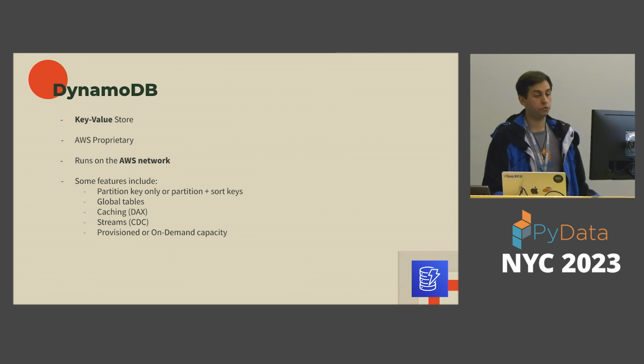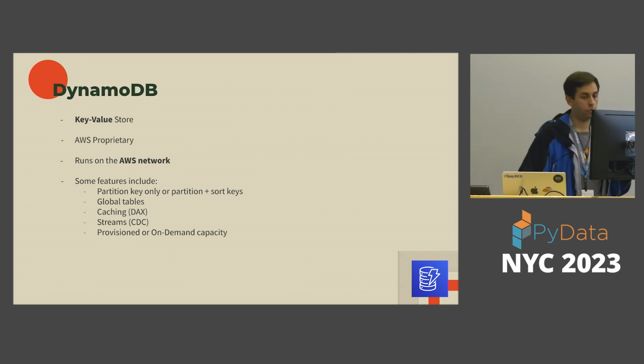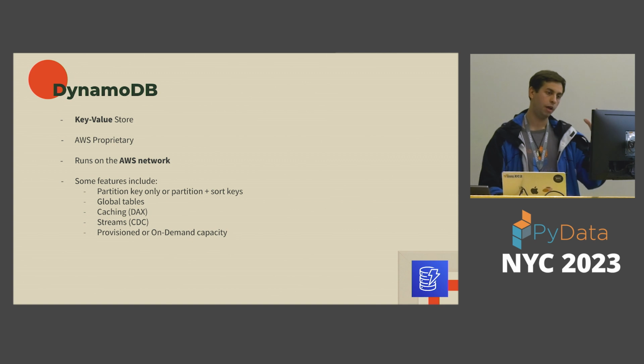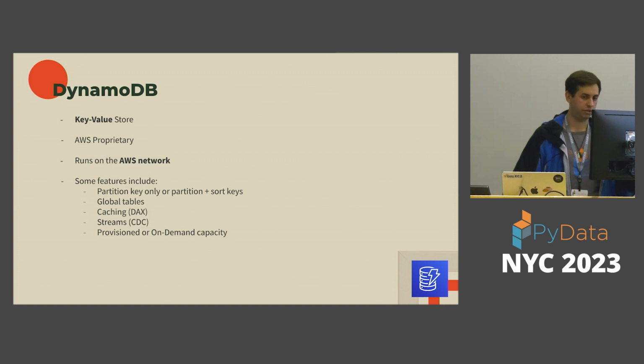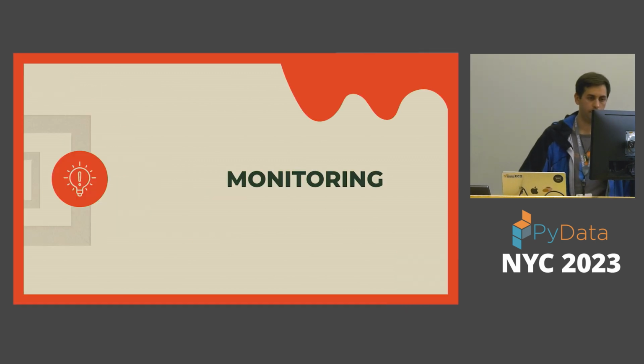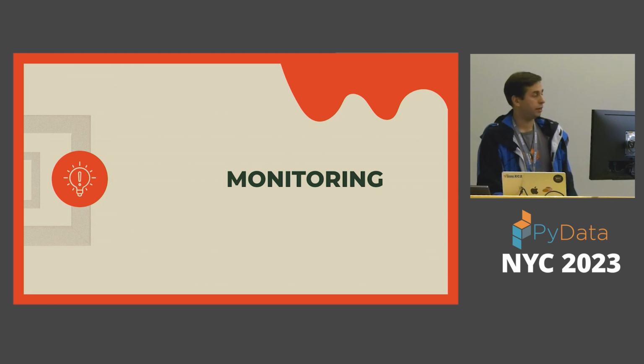And then you have two flavors, which is either provisioned, which is when you know what kind of workloads you're going to receive, so your load is going to be predictable. And then you have on-demand capacity, which is actually going to scale automatically. And finally, monitoring.